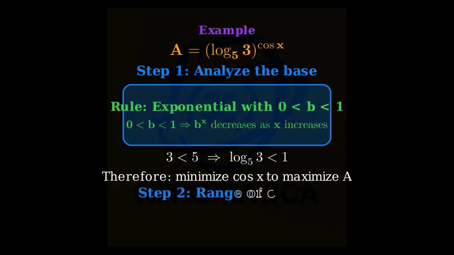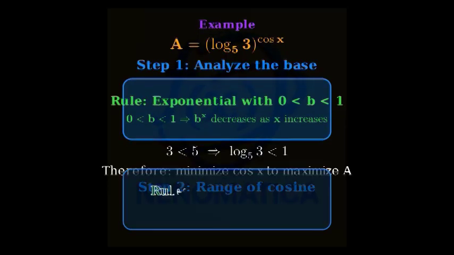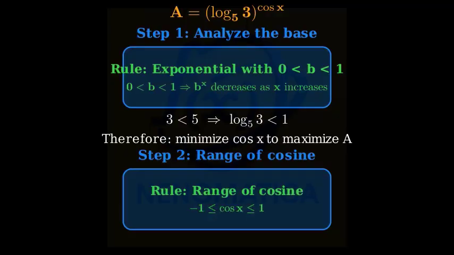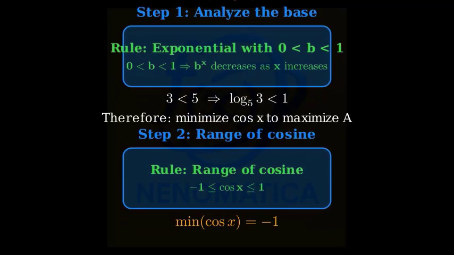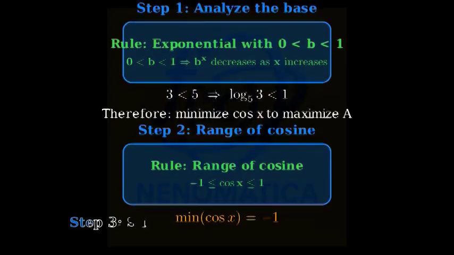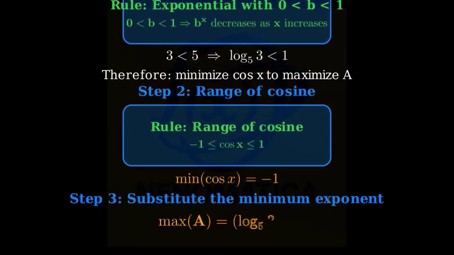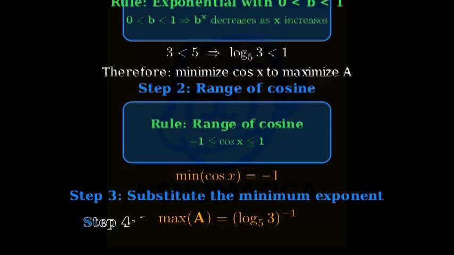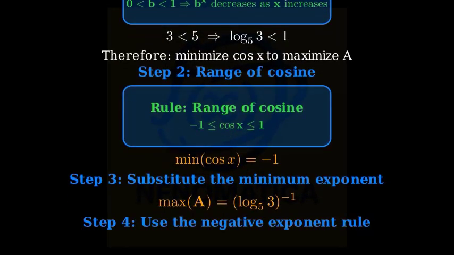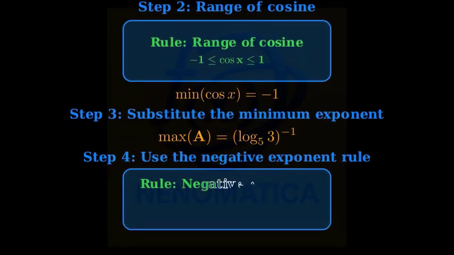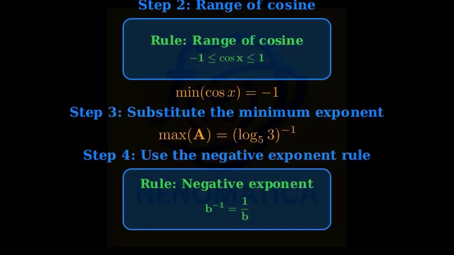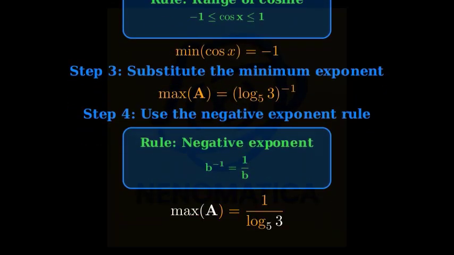Step 2. Find the minimum of the exponent. Cosine x ranges between -1 and 1. Thus the minimum value is -1. Step 3. Substitute the minimum exponent. The maximum of A equals open parenthesis log base 5 of 3 close parenthesis to the power -1. Step 4. Apply the negative exponent rule. b to the -1 equals 1 over b. Therefore, the maximum of A equals 1 over log base 5 of 3.